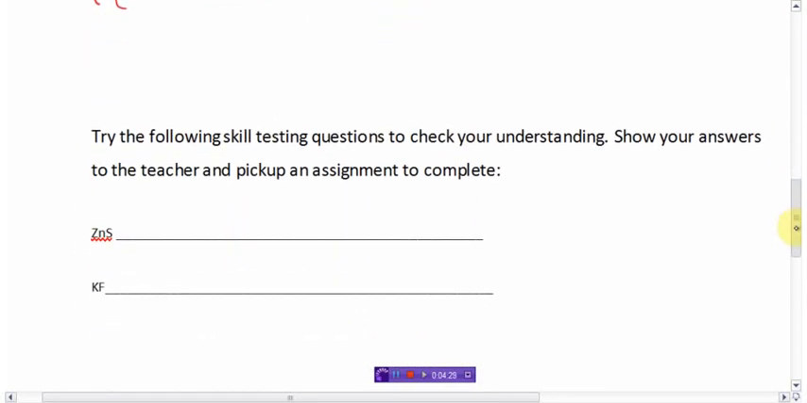I'd like you to try the following skill testing questions to check your understanding, then show your answers to the teacher and pick up an assignment to complete.